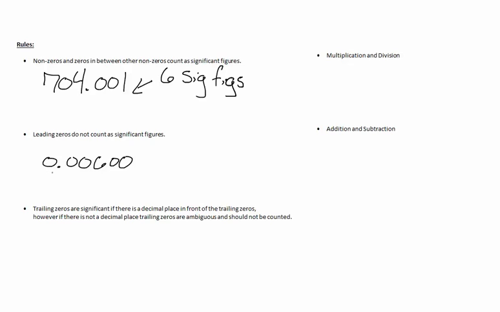So our leading zeros in this case are going to be our 0 before the decimal and our 2 zeros after the decimal, just before 6. If we were to count the significant figures in this example, 1, 2, 3, 3 significant figures.